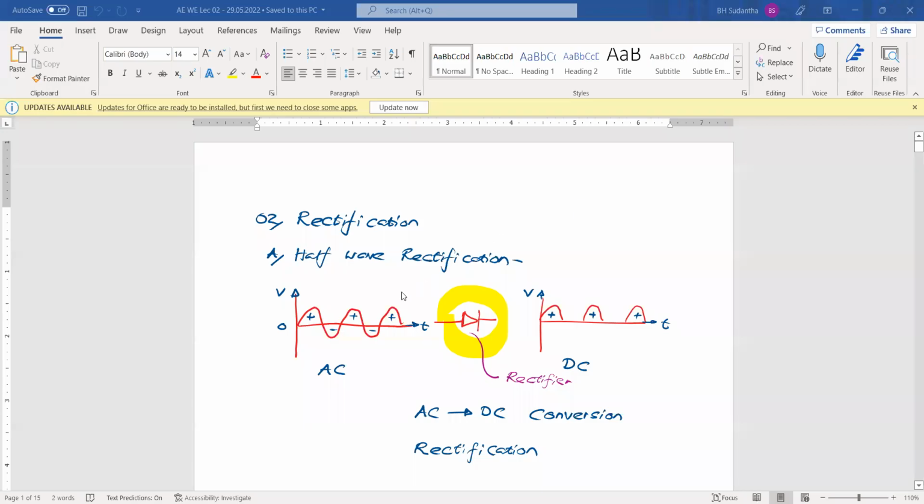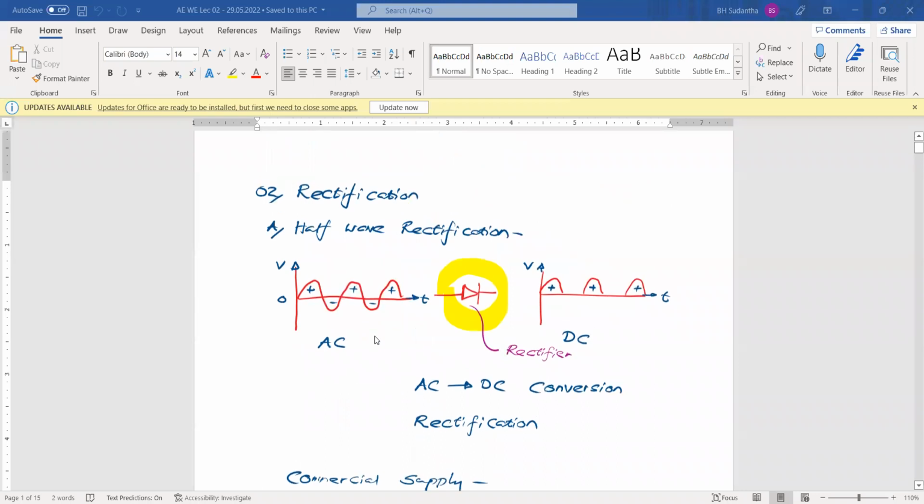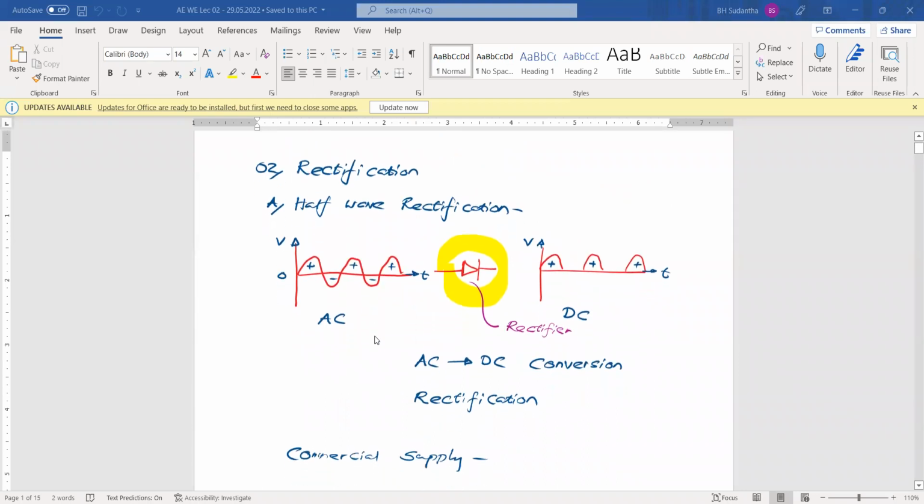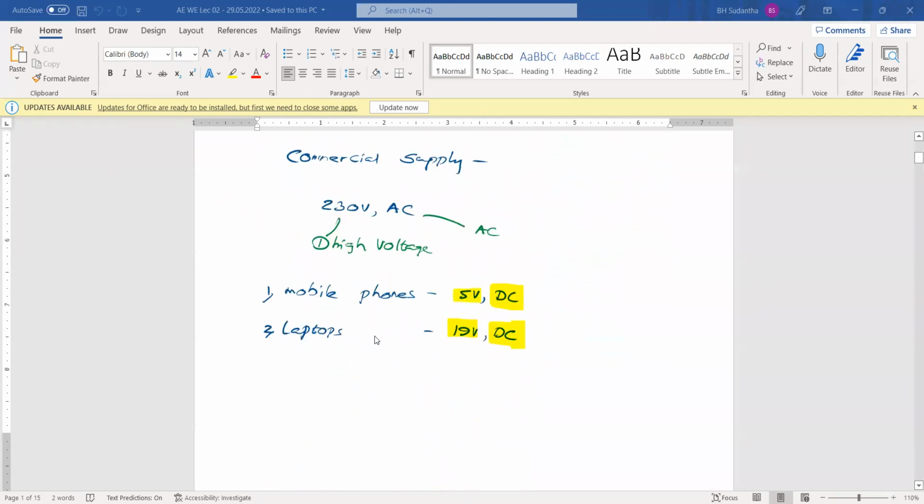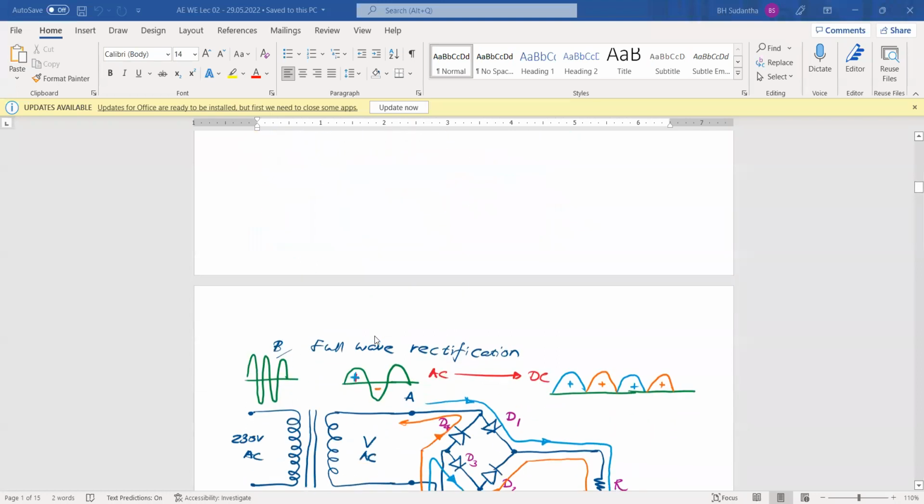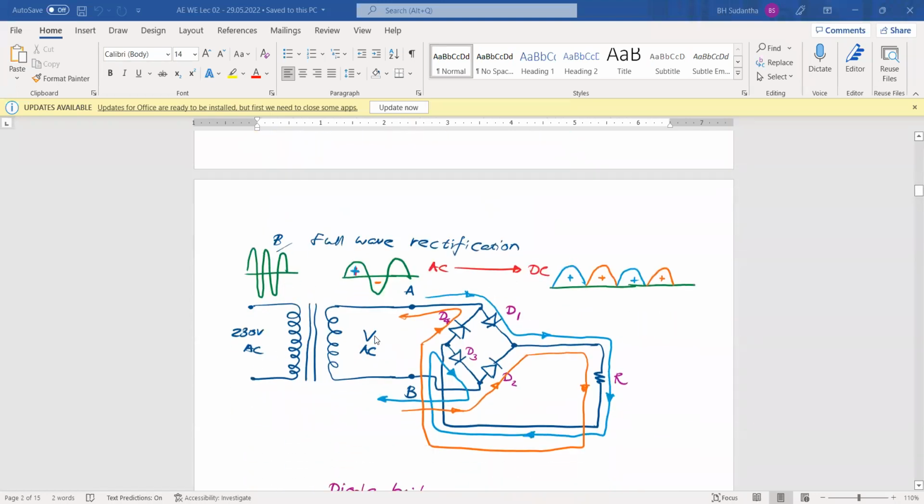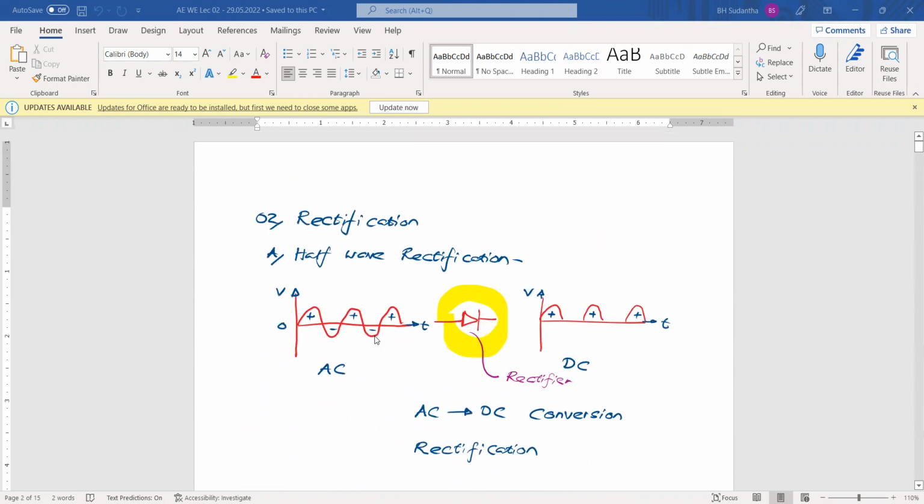Okay, that's what we discussed last day, and we discussed how we can use diodes for rectification. We have two methods for rectification: half wave rectification and full wave rectification. I think you may have some idea how we can do this for both full wave and half wave rectification.